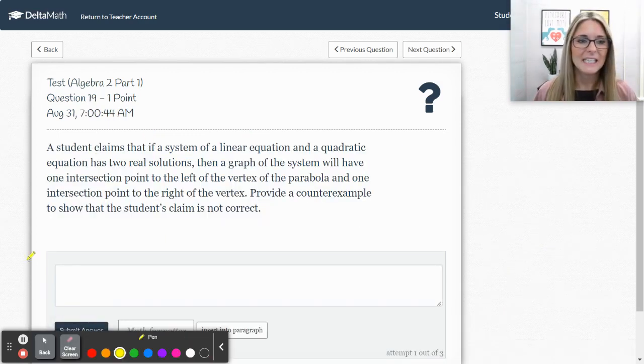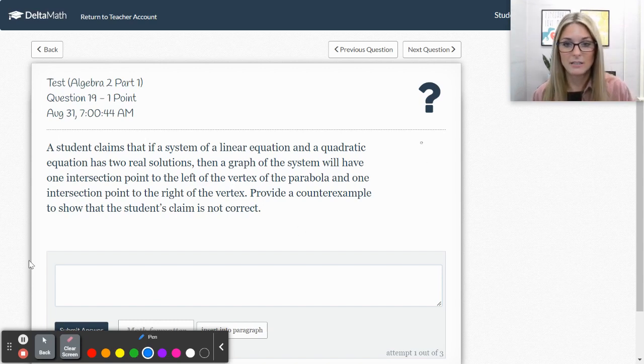Number 19: a student claims that if a system of a linear equation and a quadratic equation has two real solutions, then the graph of the system will have one intersection point to the left of the vertex of the parabola and one to the right of the vertex of the parabola. Provide a counterexample to show the student's claim is not correct.